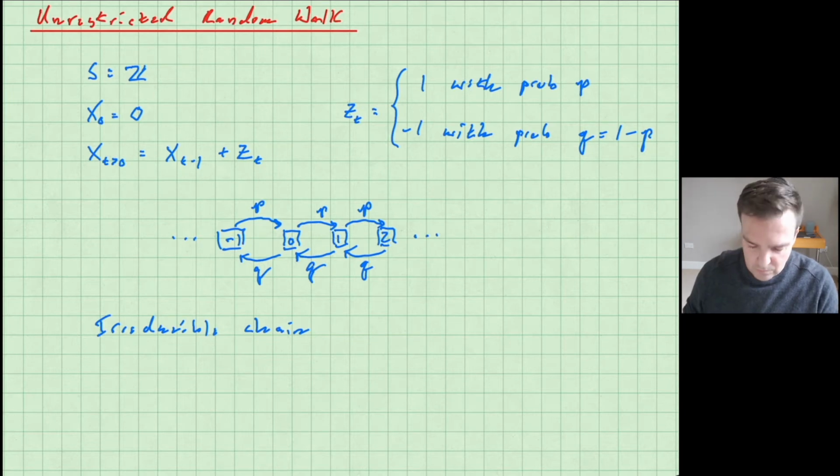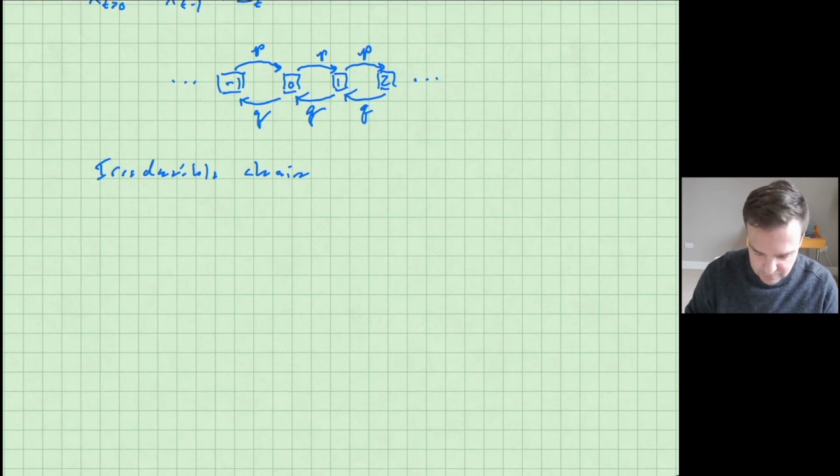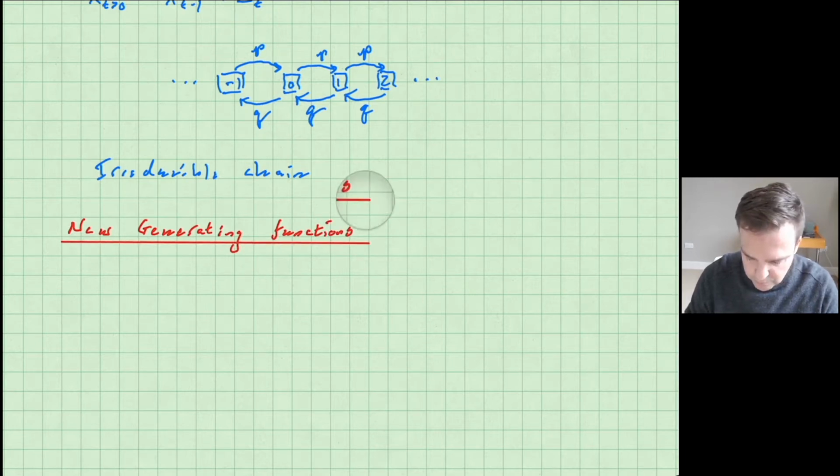All right, so now we're going to introduce some new tools that we'll use to explore this model. They're going to be based on generating functions, so we may as well just call them new generating function tools, or new generating functions. And we're going to introduce two of them.